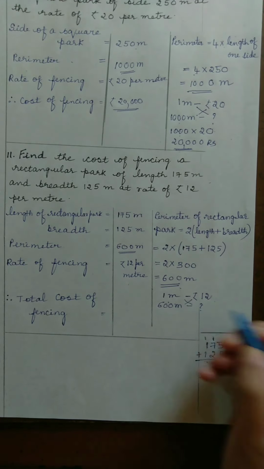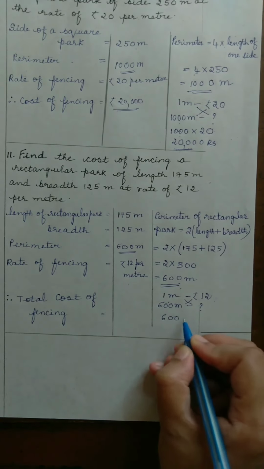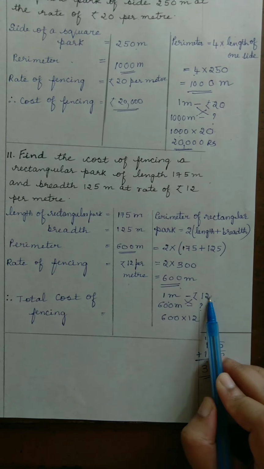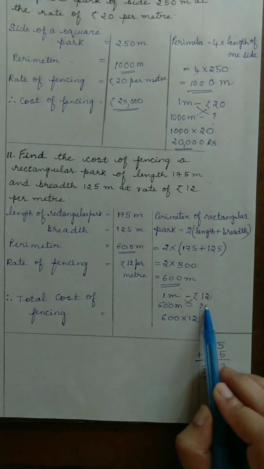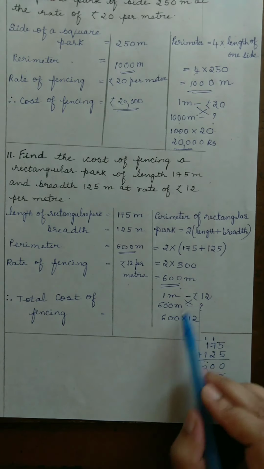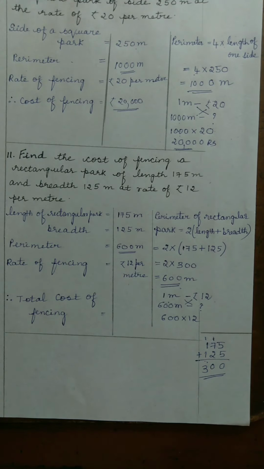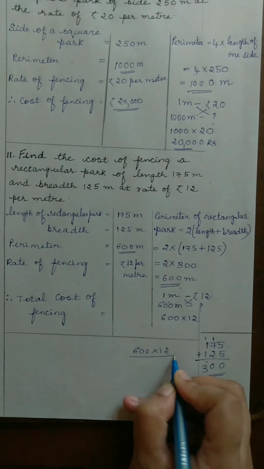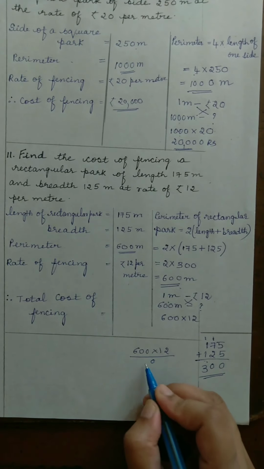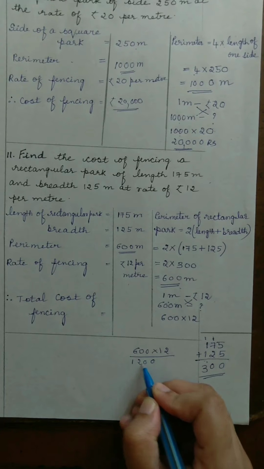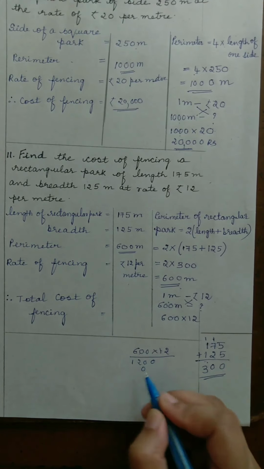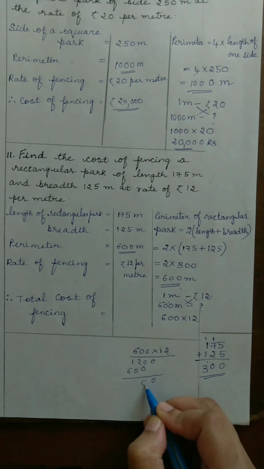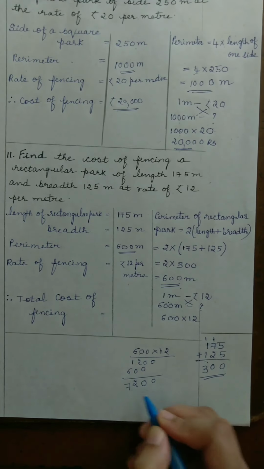On cross multiplying, we get 600 into 12. For 1 meter it is rupees 12, and for 600 meters, how much is the amount? So, on cross multiplying it will be 600 into 12. When we multiply 600 into 12, children, 2 zeros are 0, 2 zeros are 0, 2 sixes are 12. 1 zero is 0, 1 zero is 0, 1 six is 6. While we add now, 0, 0, 2, 6 plus 1, 7.